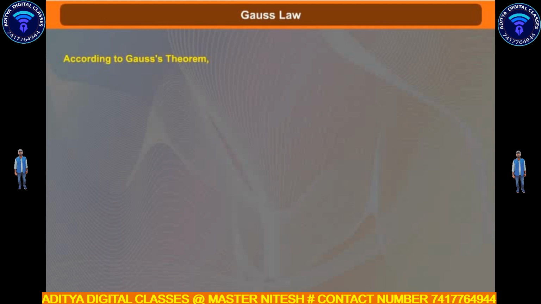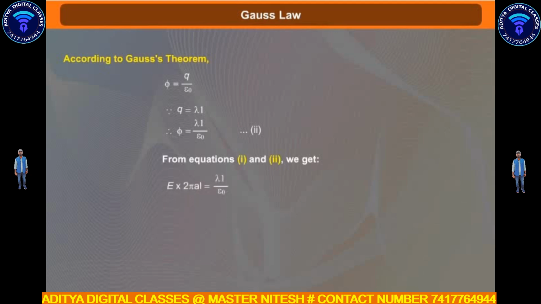According to Gauss' theorem, phi is equal to Q by epsilon naught. Since Q is lambda L, therefore phi is equal to lambda L by epsilon naught. Let it be equation 2. From equations 1 and 2, we get the final result: E is equal to 1 by 2 pi epsilon naught, lambda by a. This is the final expression for the electric field.